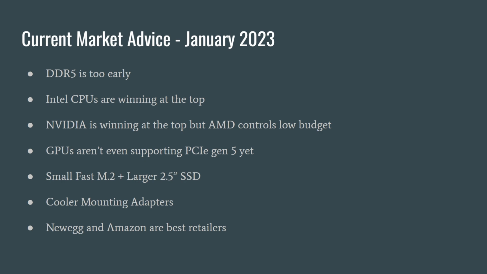Also, take an important note: GPUs really aren't even supporting PCIe Gen 5 yet. So if your motherboard says Gen 5 PCIe for the GPU port, check your GPU. It probably doesn't even support Gen 5. So are you shelling out an extra $20 for that? It's not worth it. And then, I kind of already talked about this, but getting a small, fast M.2 plus a larger 2.5-inch SSD is a play for saving money while not compromising on speed and storage size.